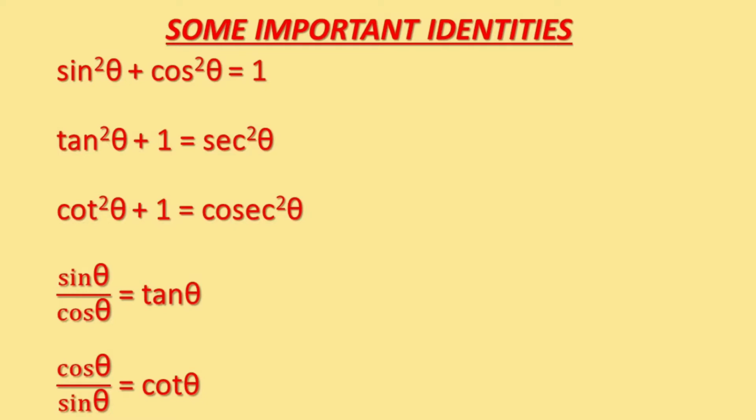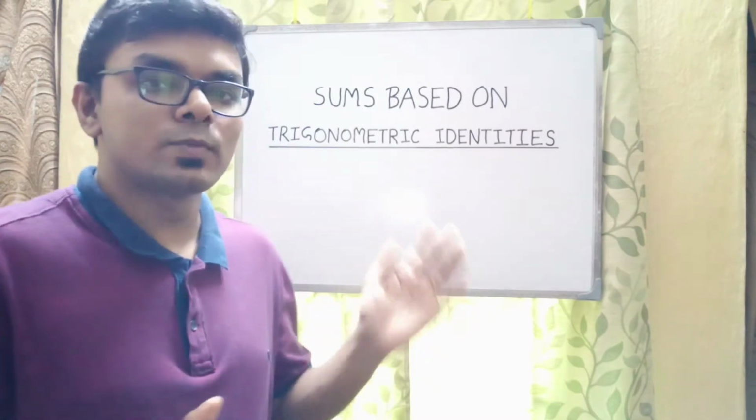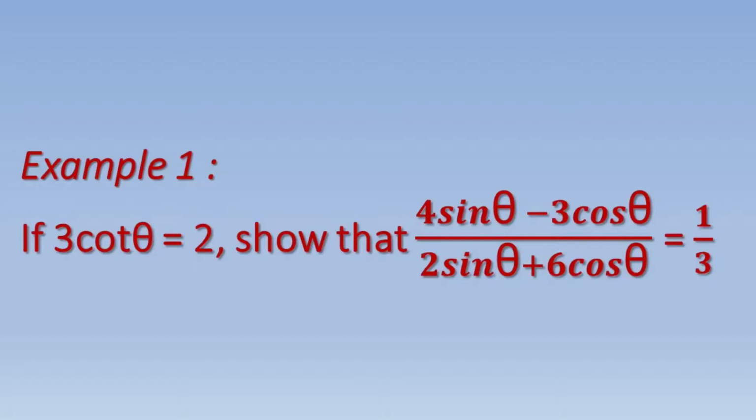Do see them. The first one is sine squared theta plus cos squared theta equals 1. The second one is tan squared theta plus 1 equals sec squared theta. Then we have cot squared theta plus 1 equals cosec squared theta. Then we have sin theta by cos theta equals tan theta, and cos theta by sin theta equals cot theta. We will be requiring most of these to do the sums which I am going to show you today. So let's move on to the first sum.